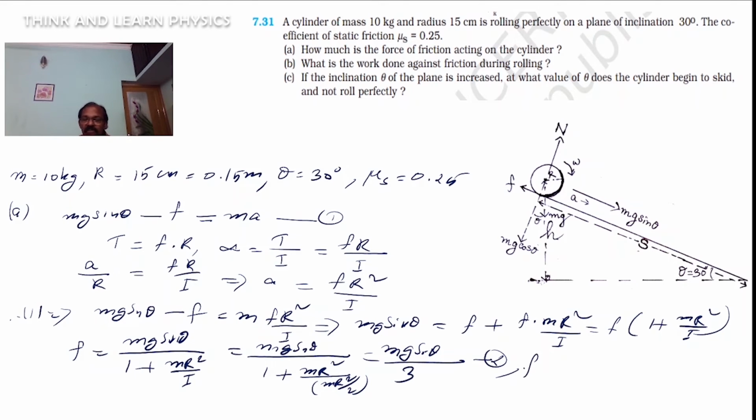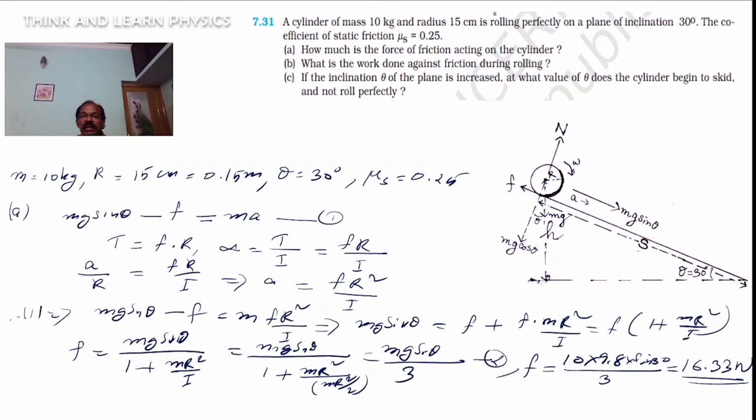Now the value of F can be found from equation 2 as mg means 10 into 9.8 into sin theta, means sin 30, divided by 3. This when simplified we get 16.33 newtons. This is the answer to part A. This is the friction force acting on the cylinder. Now let us do the next part, that is the B part.